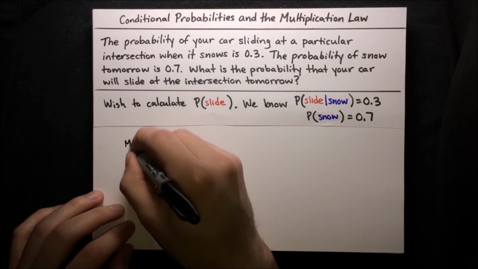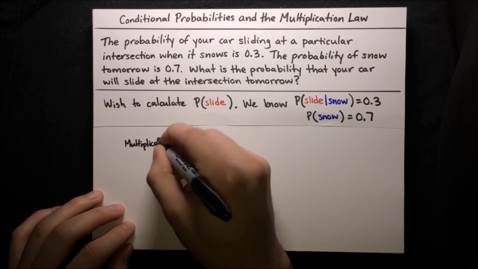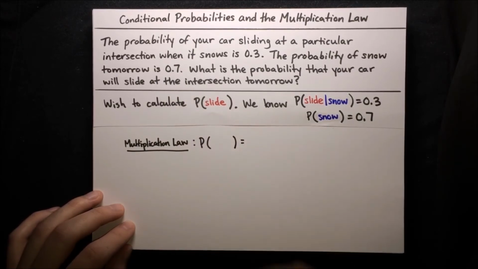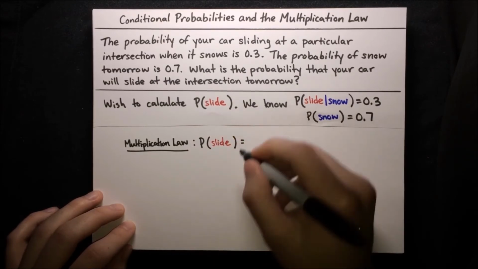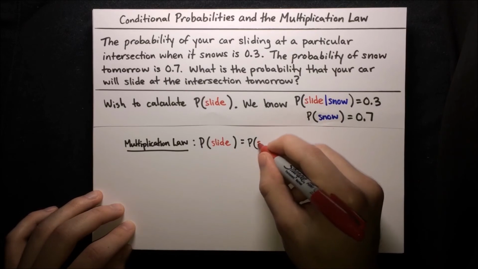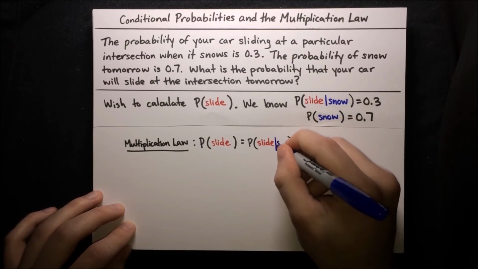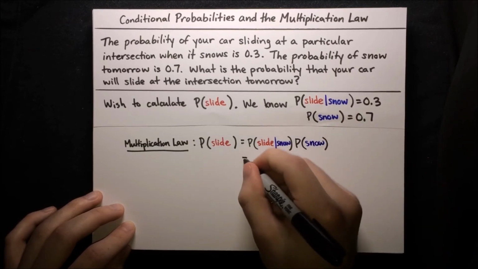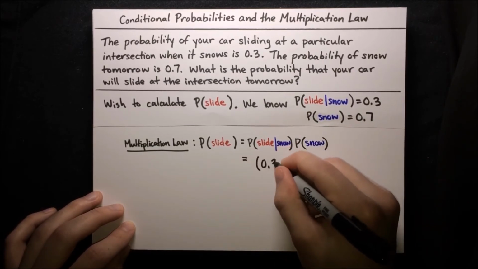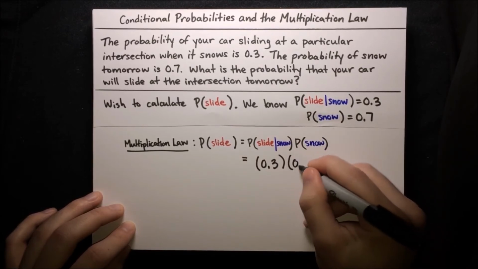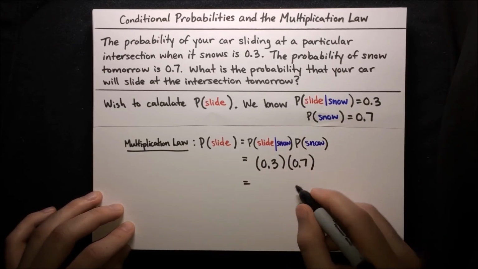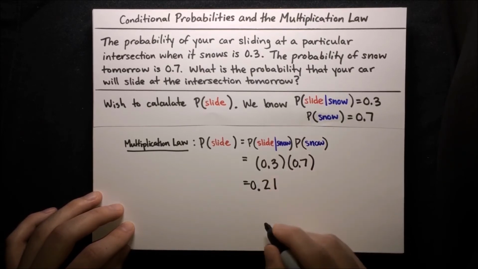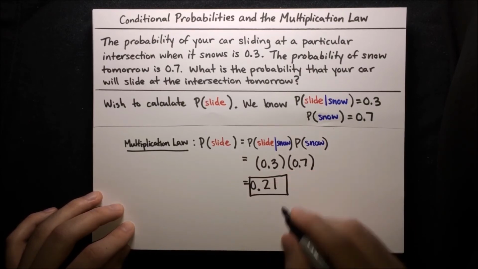So we can go ahead and set up the multiplication law for this situation. The multiplication law states that the probability of slide is equal to the probability of slide given snow times the probability of snow. And we know that the probability of slide given snow is 0.3 and the probability of snow is 0.7. So all we have to do is multiply them together. So let's think, 3 times 7 is 21, and then we have to shift the decimal place back 2 times, 1, 2, 0.21. So there we go. That is the probability of sliding at the intersection tomorrow.